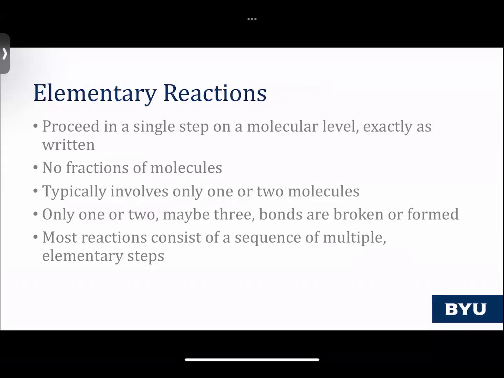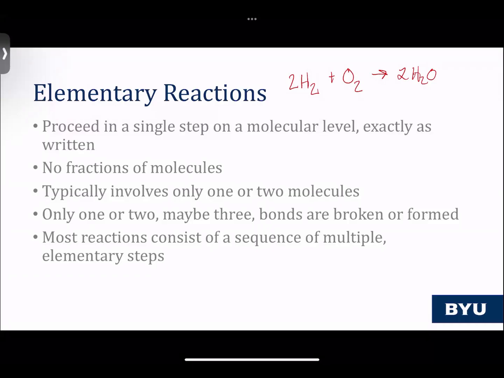So, for an elementary reaction, it needs to proceed in a single step on the molecular level, exactly as written. If I have hydrogen, that means I'm going to have two hydrogens plus one oxygen going to two H2Os. And I have to write it that way because I can't have a half oxygen at the molecular level. Either I have two oxygens bonded together participating, or I can't just make half a molecule. And so no fractional molecules.